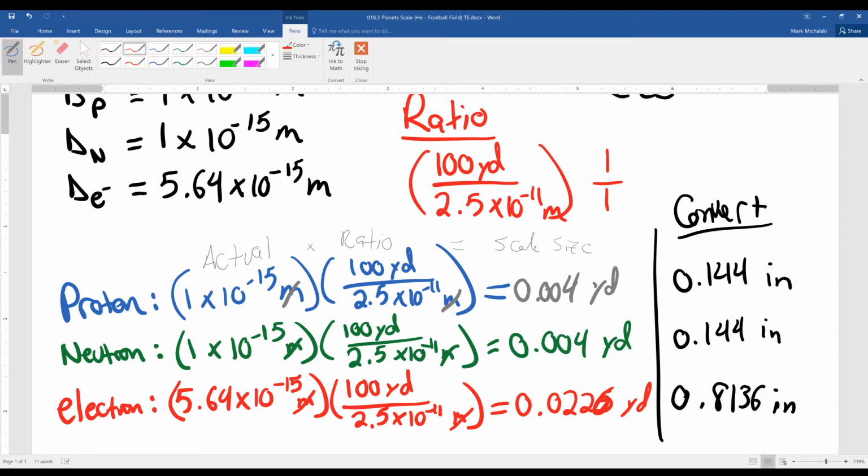But the cool part of this is that we just created the model of a single atom. What I want you to do is take this concept, and we're going to try to apply it to a planet in our solar system, given some other information. And I'll get to that in the next video.